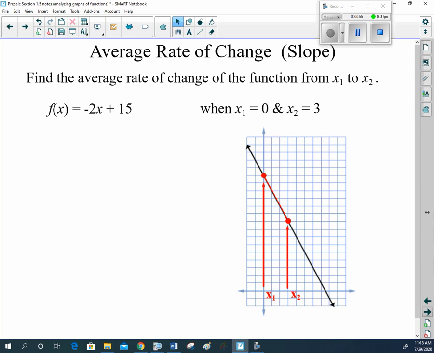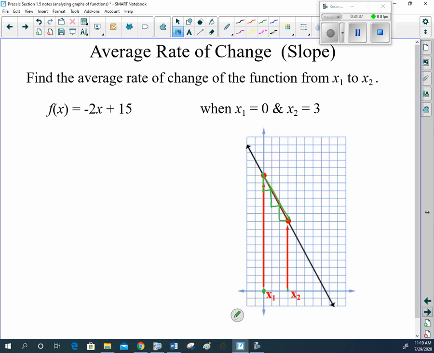So average rate of change is the same thing as slope. It says find the average rate of change of the given function from x1 to x2 when x1 is 0 and x2 is 3. On that picture right there, I've kind of got it dashed. What is the slope between those 2 points? Here, this was the 0 right here, and this is 3. So we're looking for the slope between these 2 points. You could count it out on your graph if you wanted. It looks like I'm going down 2 over 1, down 2 over 1, down 2 over 1.